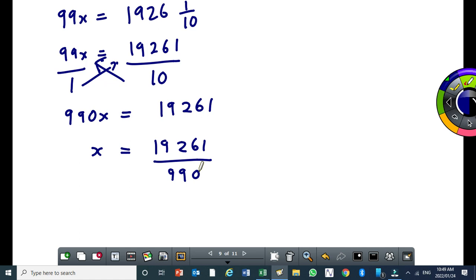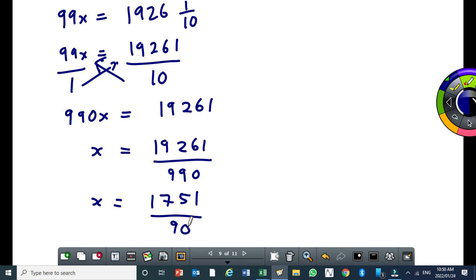Yes? 1751. So it becomes x equal to 1751 over 90, which means there's a common factor. Okay? Are you following? Now, let's test our answer now. Let's test our answer if it's correct.